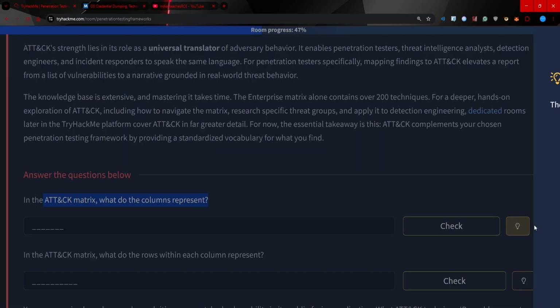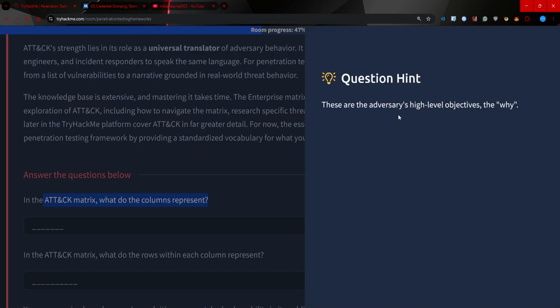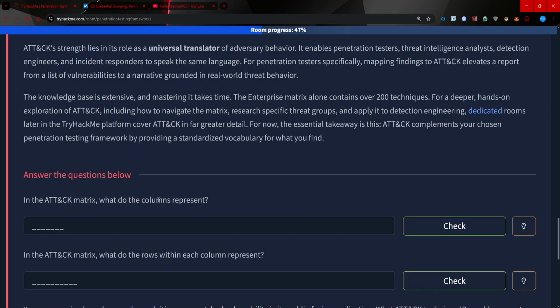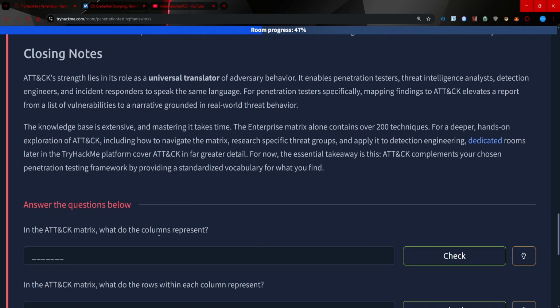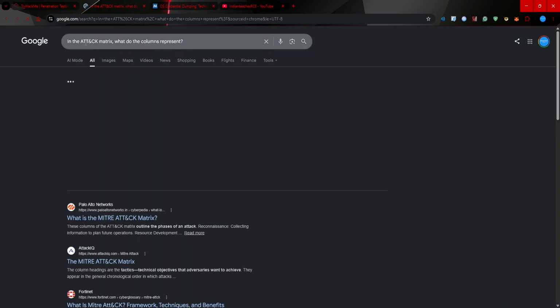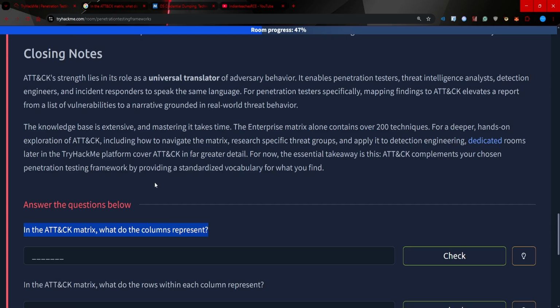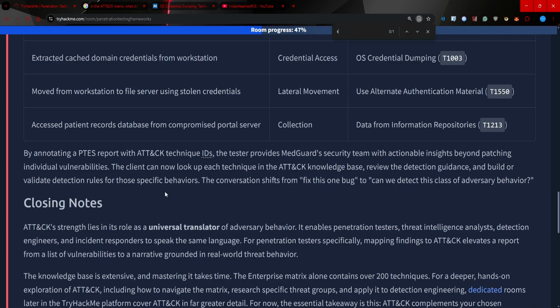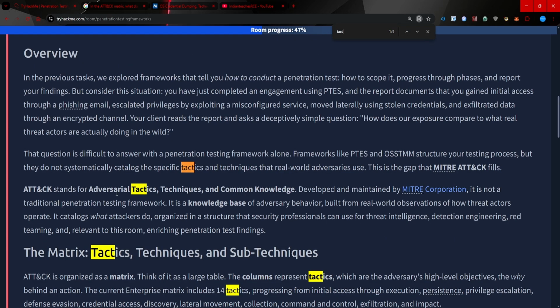What? Subcategories. These are really high level objectives. The why. What do you mean by what the columns represent? Tactics. Columns represent tactics. Oh, okay. Yeah, that makes sense.